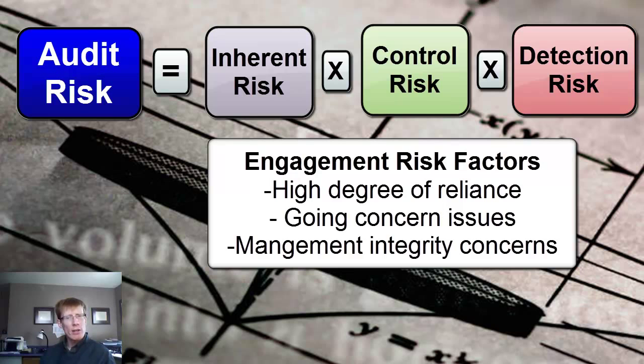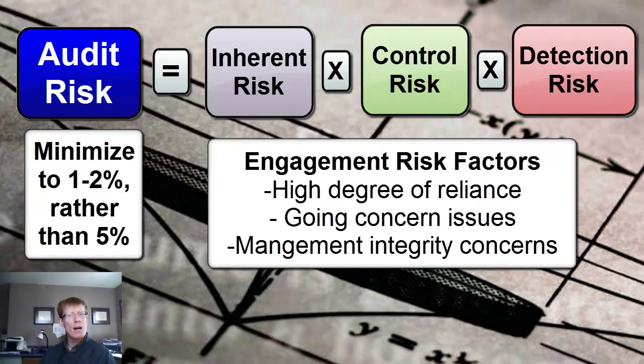The likelihood of financial difficulties for the client. In other words, the weaker the client's financial strength, the greater the engagement risk. And management's integrity. The less integrity, the higher the engagement risk. So in a highly risky engagement, the auditors may try to minimize audit risk to only 1 or 2% instead of 5%. At least conceptually, that's how they ensure that they cover their ass.